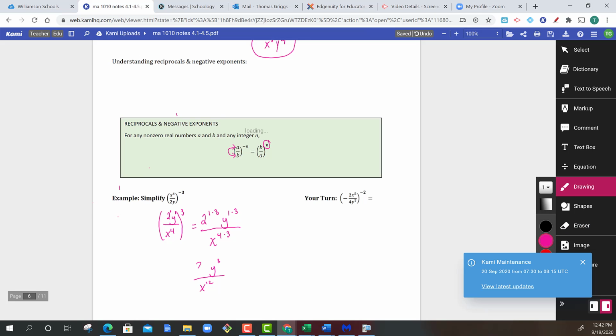Go and pause the video and see if you can do that last one.